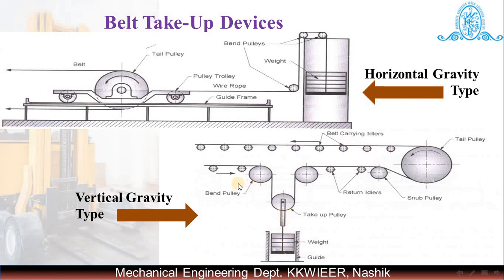For that we require two pulleys, the bend pulleys and the take up pulleys. When we add the counterweight, the tension on all sides of the belt increases and the materials will be transferred. So these are the basic systems of belt take up. One is, below or beside the conveyor system, the horizontal gravity type system: a wheel or tail trolley, which is attached with a guide way and a pulley.